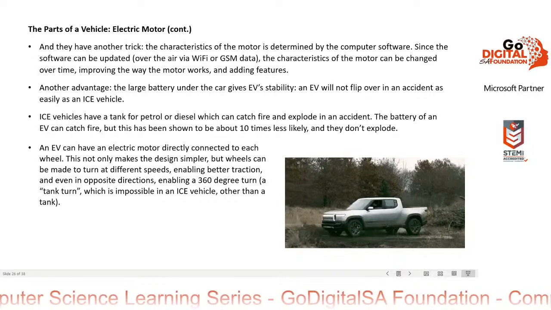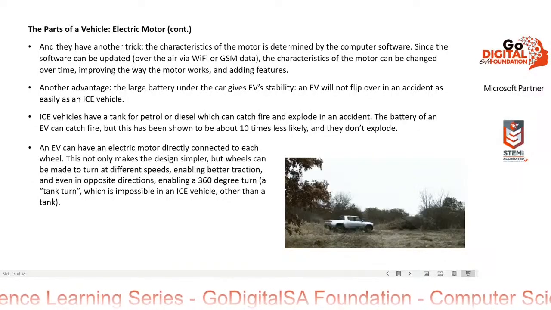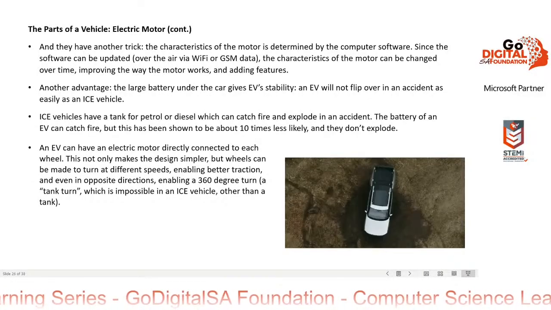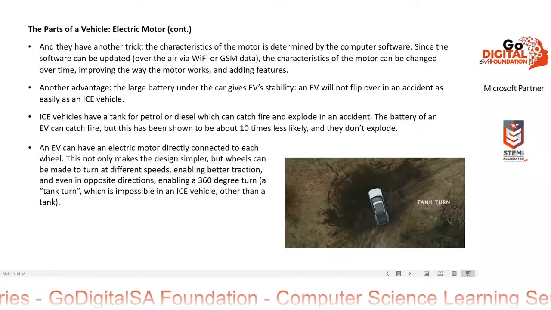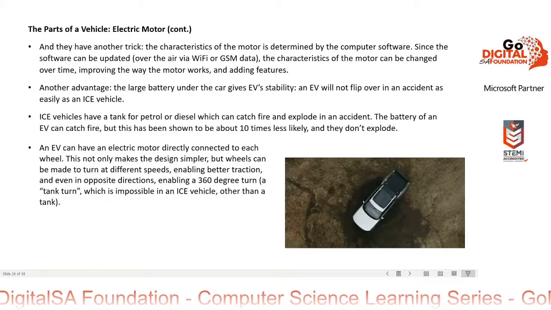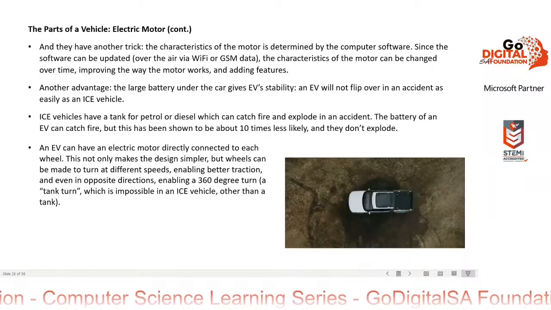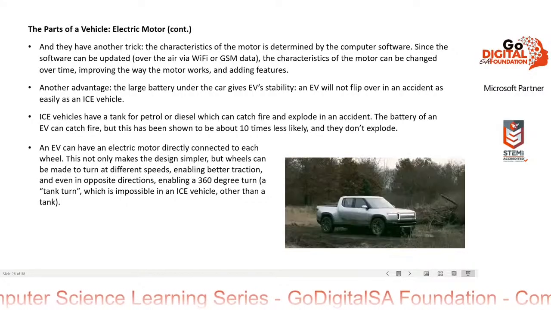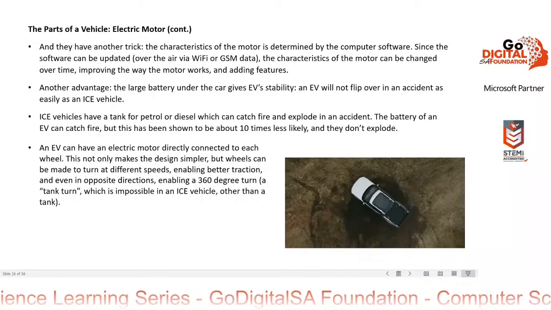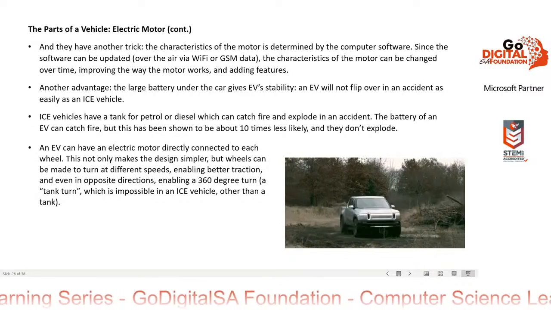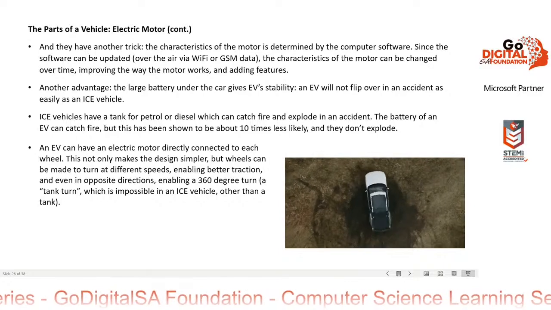An EV can have an electric motor directly connected to each wheel. This not only makes the design simpler, but wheels can be made to turn at different speeds, enabling better traction, and even in opposite directions, enabling a 360-degree turn, which is sometimes called a tank turn, which is impossible in an ICE vehicle other than a tank.